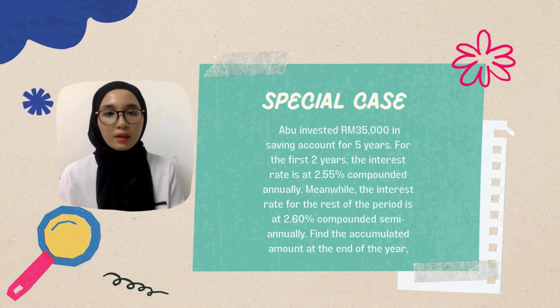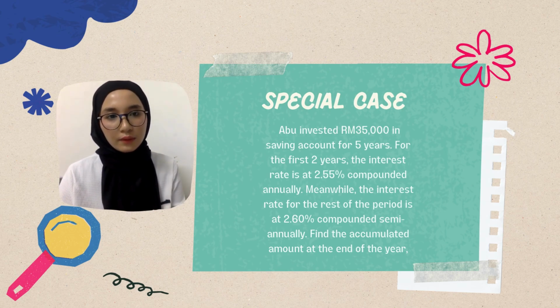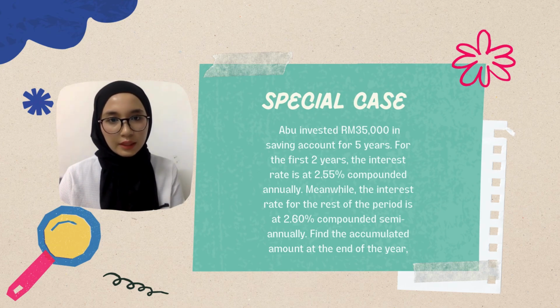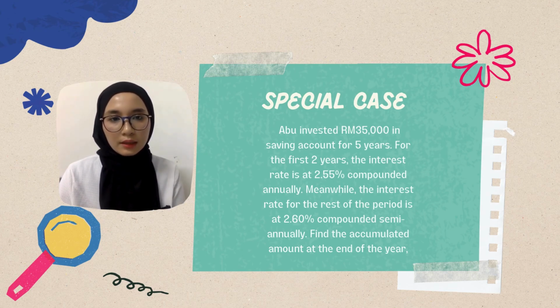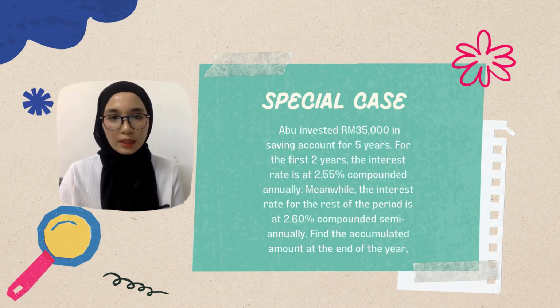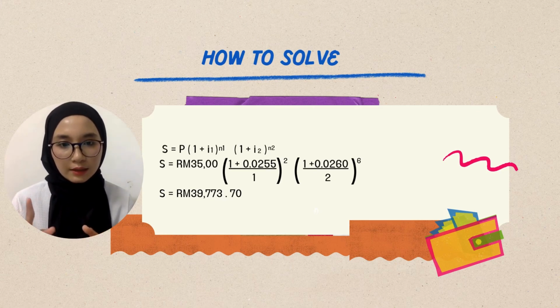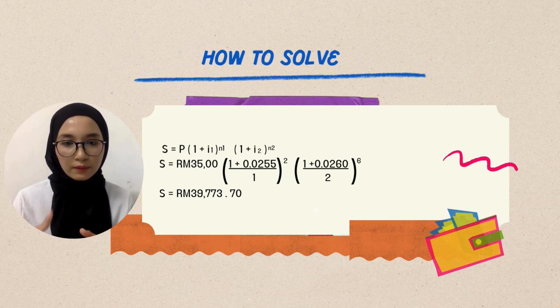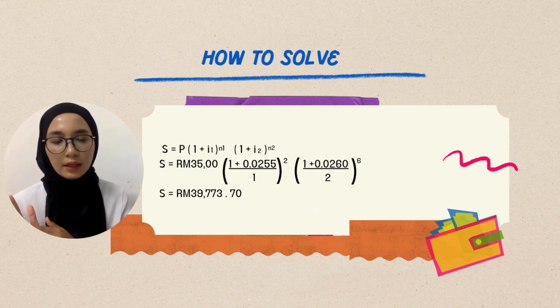Right here, the question given is Abu invested 35,000 in a saving account for 5 years. For the first 2 years the interest rate is 2.55% compounded annually. Meanwhile, the interest rate for the rest of the period is 2.60% compounded semi-annually. Find the accumulated amount at the end of the year. Need to remember, if the question gives 2 different interest rates applied over 2 different periods, we can use this formula to clarify accuracy.